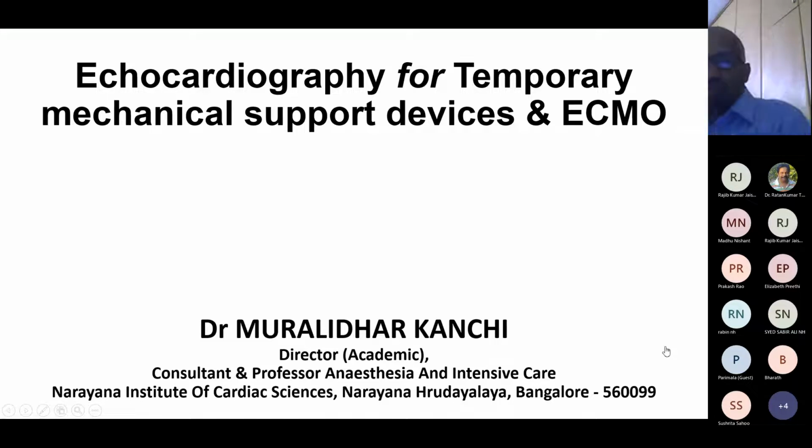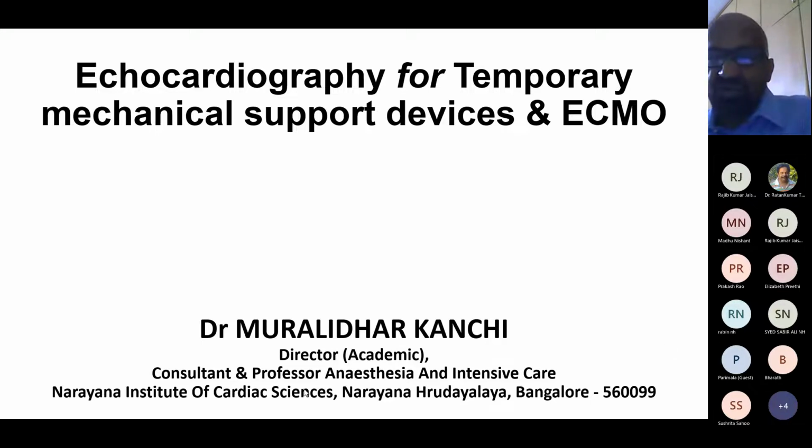When the heart or the cardiovascular system is unable to maintain tissue perfusion despite optimal doses of inotropic agents and other supportive drugs, we need to think about temporary mechanical support devices and ECMO. So in the next 20 minutes, I'll go through the utility of echocardiography in such circumstances.